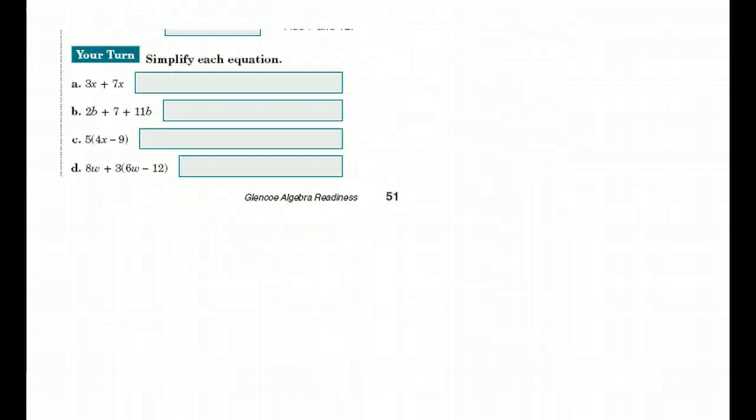This is in simplest form. Why is this in simplest form? Because you cannot combine x and y with subtraction. So you're done. Okay, so now this is your turn. Go ahead and try A, B, C, and D. And pause me here. See if you can do it on your own. Check your answers.